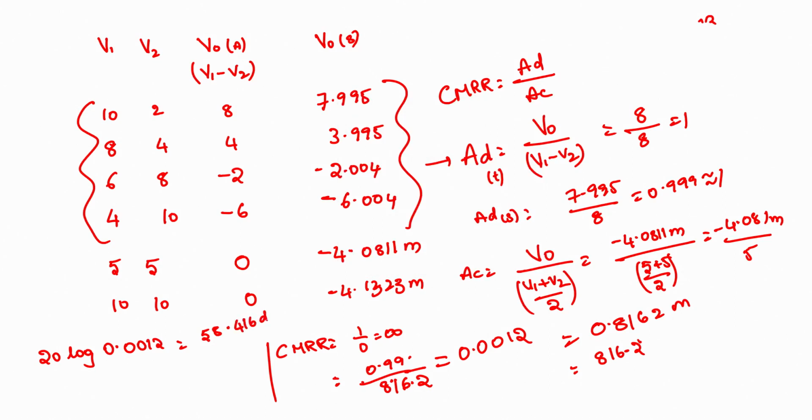So, which is 58.416 dB. Why am I eliminating the minus? Because CMRR should always be the mod of AD by AC. In this case we have a negative, and when we calculate, the minus becomes positive, but CMRR is generally the mod of AD by AC. So, which is 58.4 dB for this particular type of op amp, right.